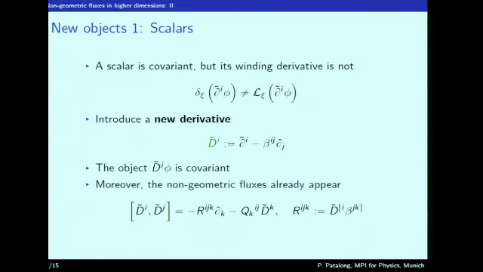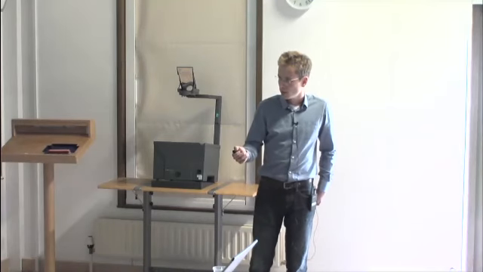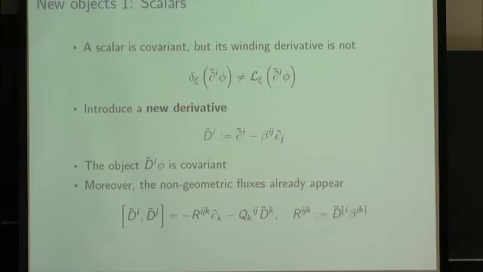We start with scalars and find that the tilde derivative, so the winding derivative of a scalar, is not a vector, but we can introduce a new derivative, d tilde, which involves an ordinary derivative contracted with a beta, to give something covariant. And curiously, it already appears that non-geometric fluxes are given by a commutator of these 2 derivatives, where R flux is just a derivative on beta.